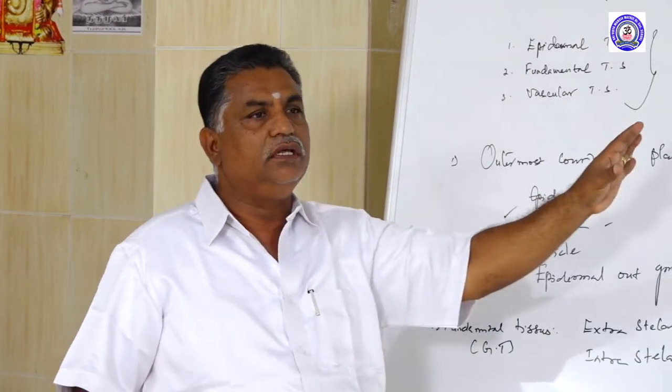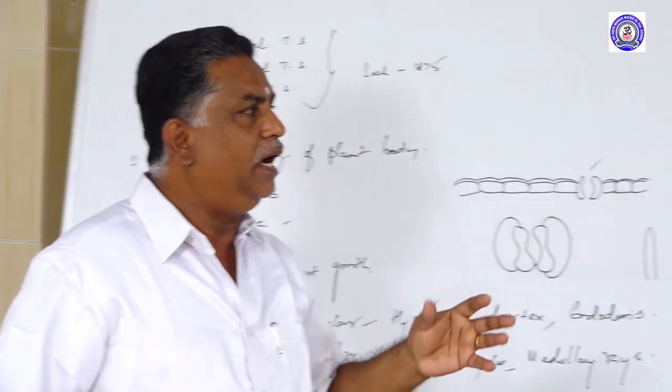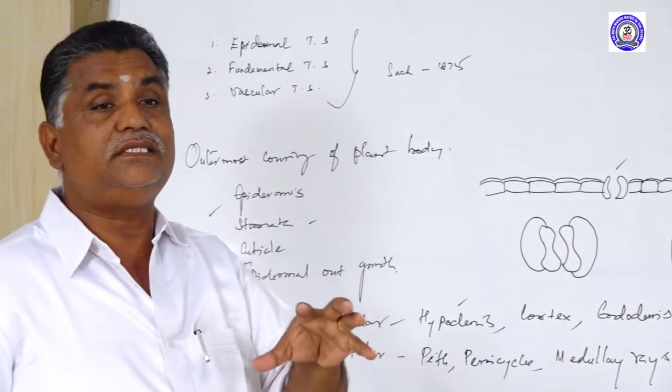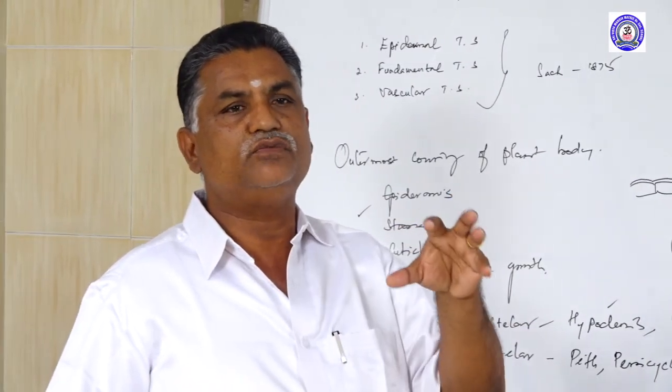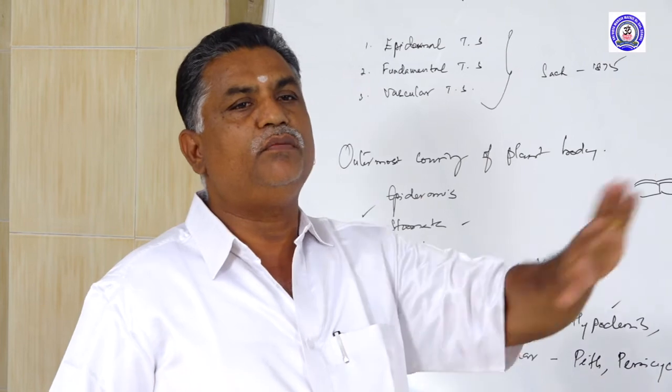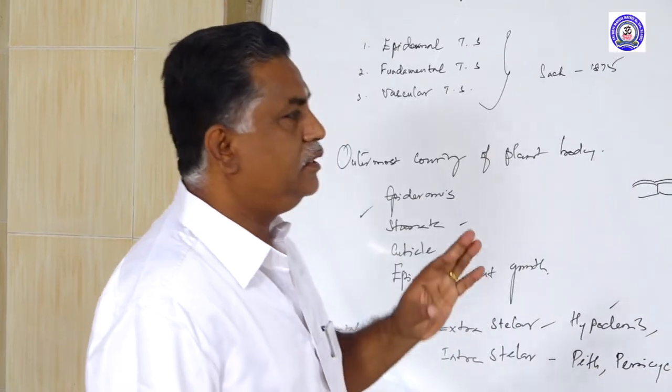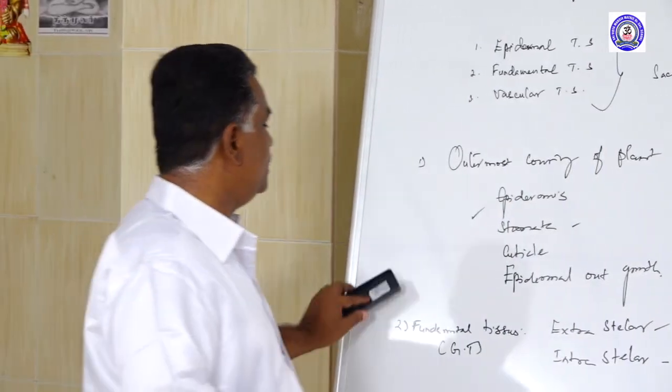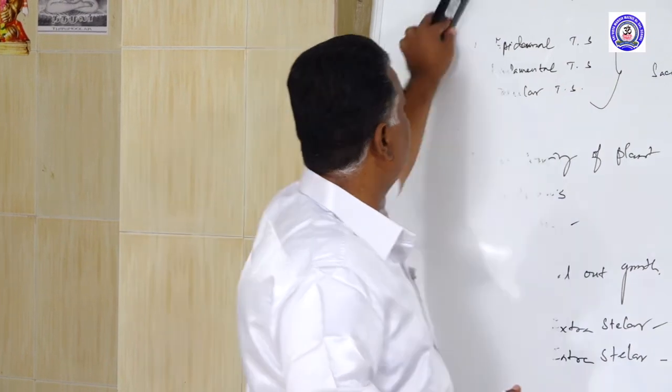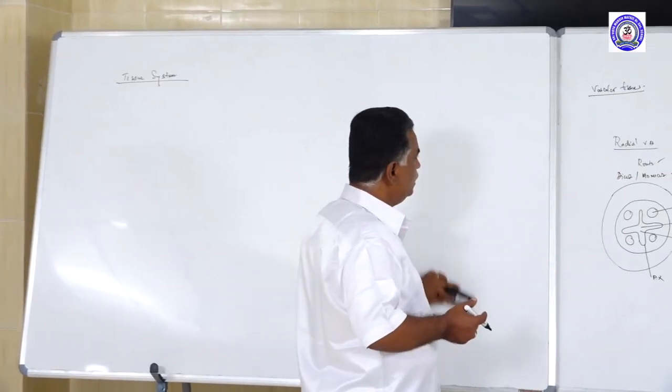So far we have seen three types of tissue system. And now we are going to see how these three types of tissue systems are distributed in different parts. Right, it's over. Now let's pass on to the next topic, the roots.